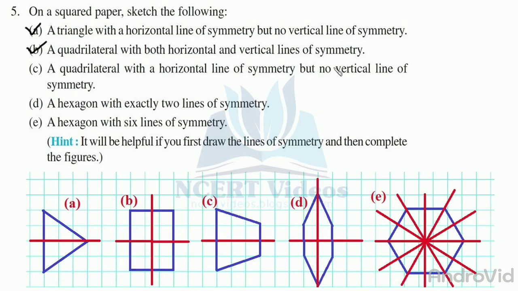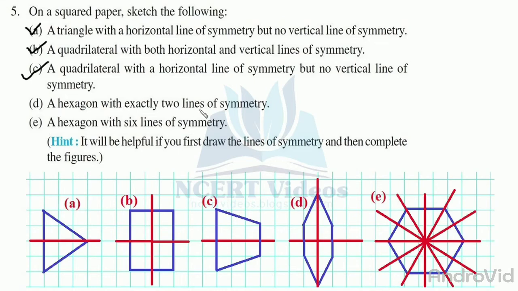Now C part, quadrilateral with horizontal line of symmetry but no vertical line of symmetry. Well, yes, you can make it. Keep one side longer and other side shorter, you'll be able to make it with horizontal line of symmetry, as we have shown in this case. There is no vertical line of symmetry for C part.